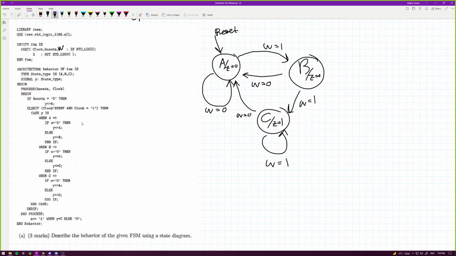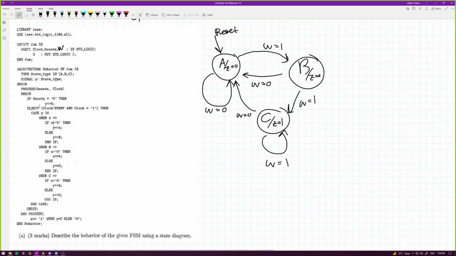Event means when the attached variable changes. I remember there being a specific rising edge command in one of the VHDLs. I do also remember that. Rising edge is the same thing as this entire big statement. Okay. You seem pretty confident about that, so we'll take that. There are two ways to represent a rising edge.